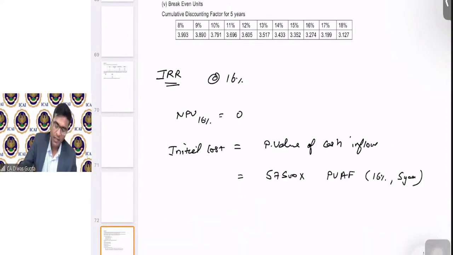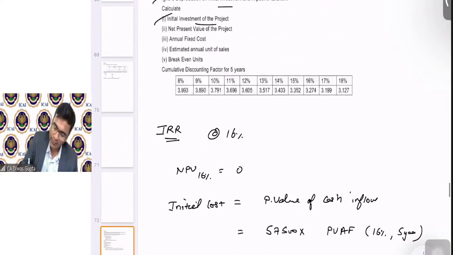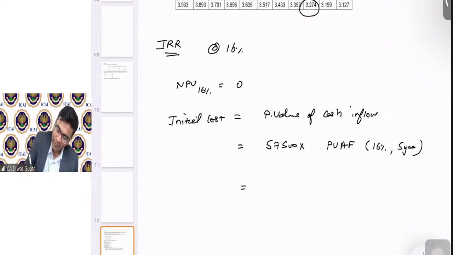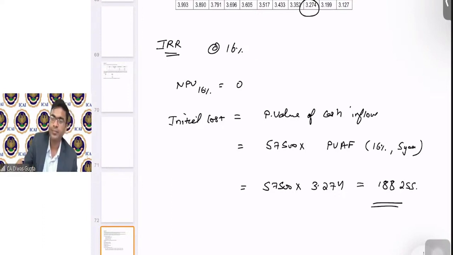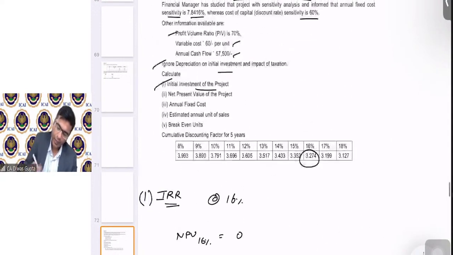16% for 5 years. What value does that come out to be? That value comes out to be 3.274. Okay, that is given in the table. 57,500 into 3.274. This comes as 1,88,255. Initial cost is okay. So the first part is done. Second part, NPV. What is the net present value of the project?